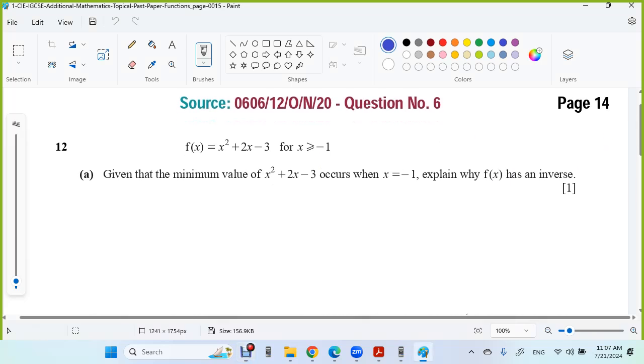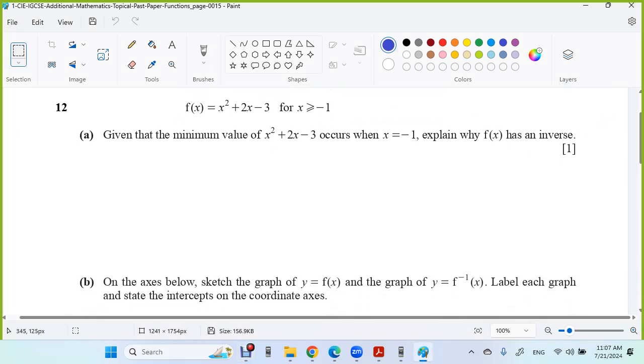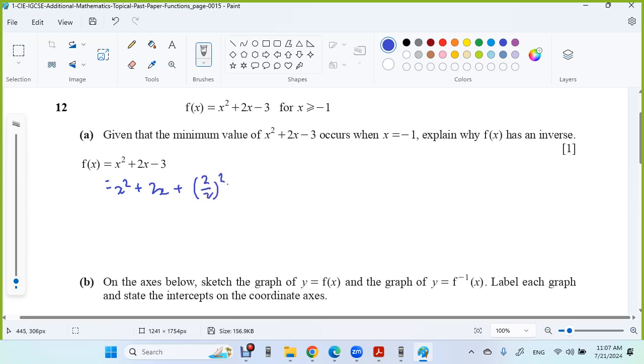So I do some extra steps here. I do completing the square, because completing the square is something always asked for in chapter 2. x squared plus 2x, plus (2 over 2) squared, minus (2 over 2) squared, minus 3. Then we have (x plus 1) squared minus 1 minus 3. So we have (x plus 1) squared minus 4.